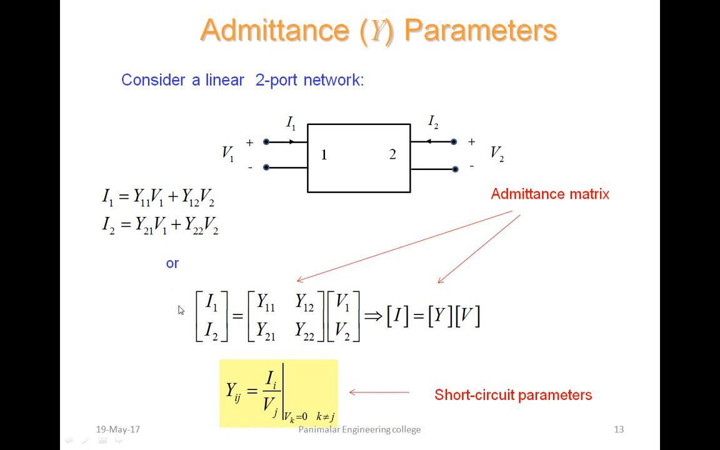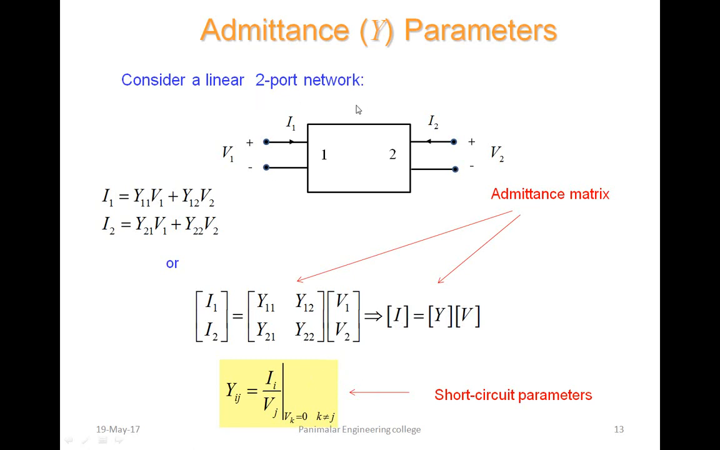In matrix form, this can be written as I1, I2. These are the values that have to be found, which is written as the product of Y11, Y12, Y21, Y22. They are the admittance parameters. They are multiplied by voltages V1 and V2 at the respective ports, which is nothing but I is equal to Y into V.